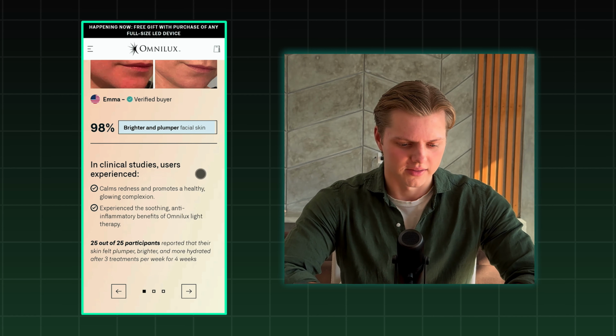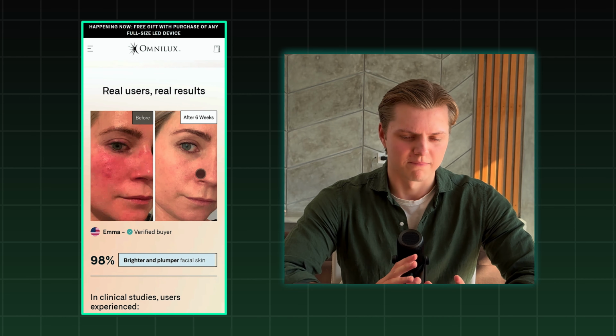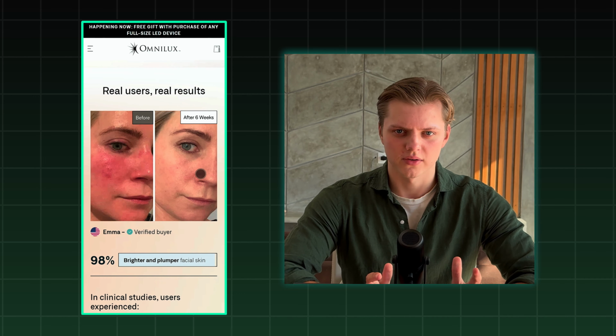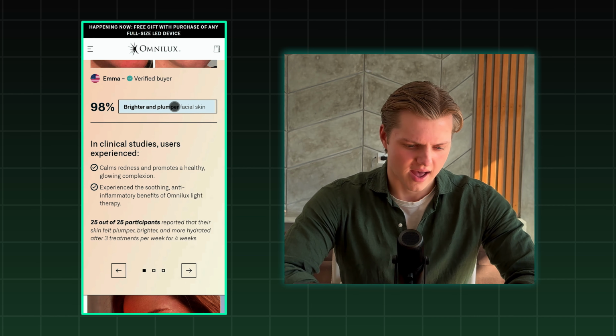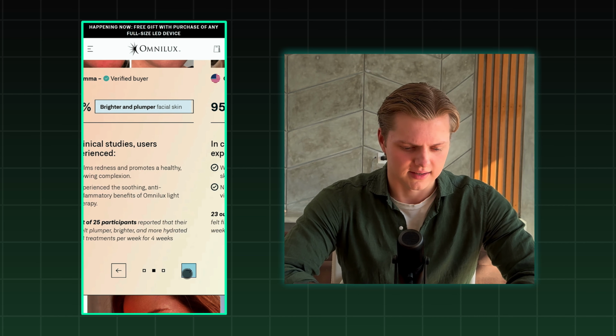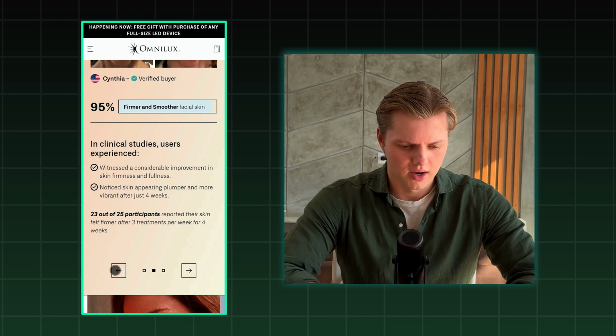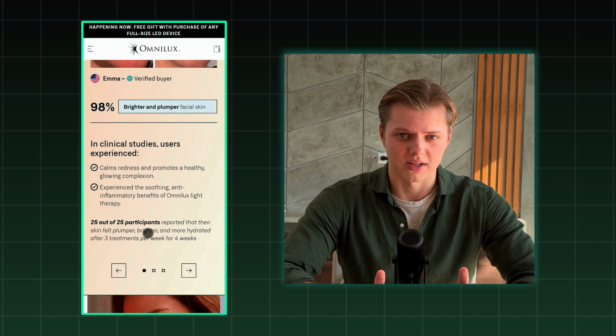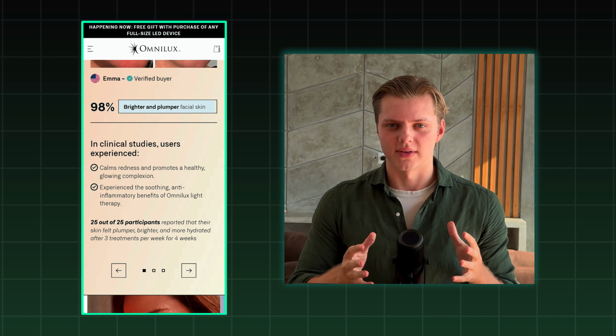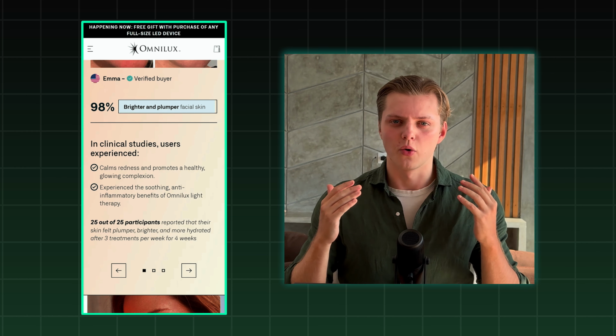Next example is Omnilux, and I love how they have done their statistics section here because they have mixed it with a before and after section and made it into one section. Because as you see here, they have these statistics in this slider from a clinical study which only had 25 participants. And this is what is so nice about the statistics section. It's a very low barrier to entry.